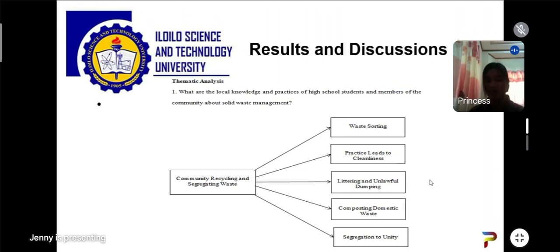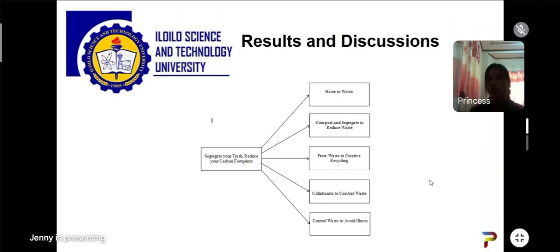And also our sub-themes include waste sorting, practice leads to cleanliness, littering and unlawful dumping, composting domestic waste, and segregation to unity. We also have our central theme that includes segregate your trash, reduce your carbon footprints, that includes the sub-themes such as east to waste, compound segregation to reduce waste, from waste to creative recycling, collaborate to combat waste, and control waste to avoid illness.